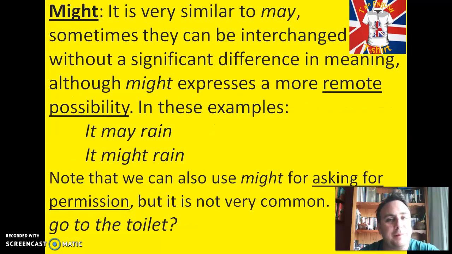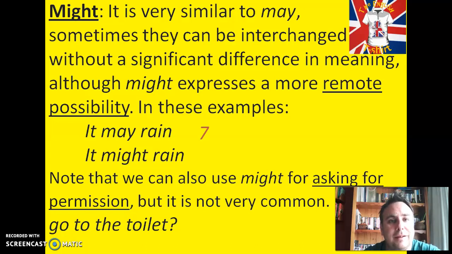Might, it is very similar to may. Sometimes they can be interchanged without a significant difference in meaning, although might expresses a more remote possibility. Una posibilidad más remota. Look at these examples. It may rain. Puede llover, puede que llueva.